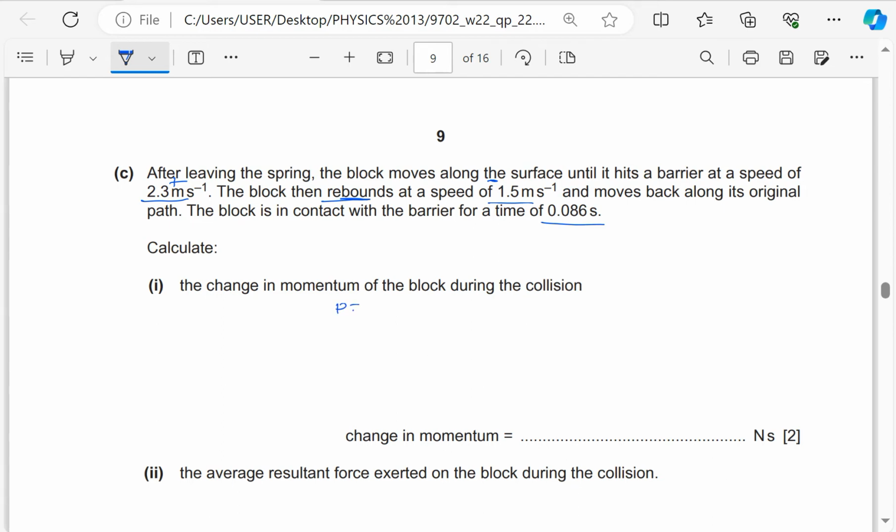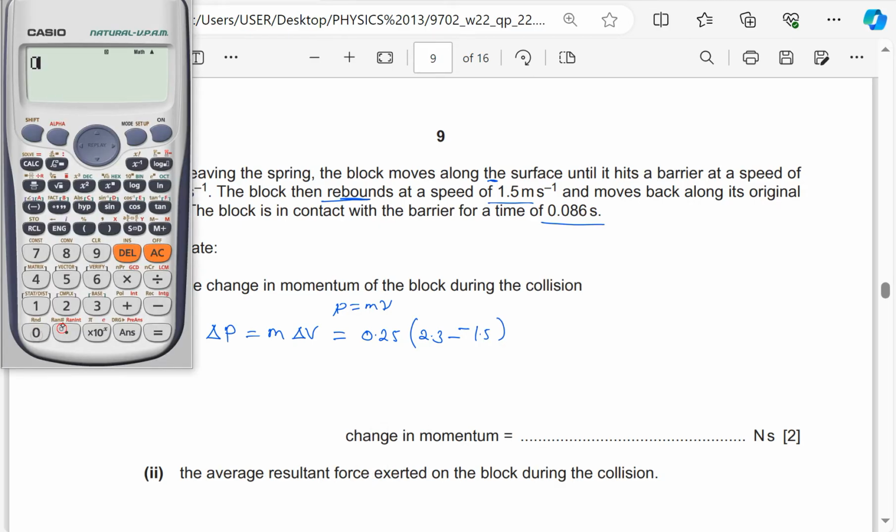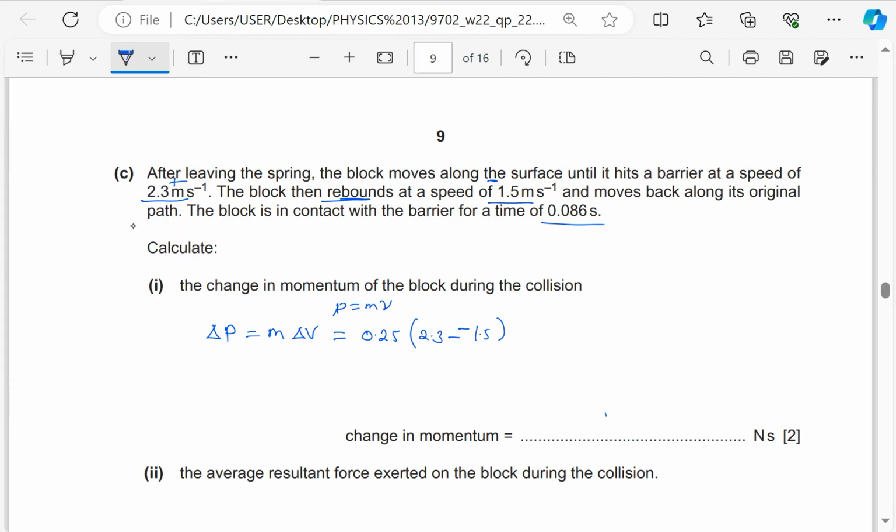So remember, momentum is mass times velocity. So we want to find a change in momentum, which is going to be the mass times the change in velocity. The mass of the block was 0.25 kilograms. The velocity changes from 2.3 to negative 1.5 because there is a change in direction. So that becomes a plus. So I have 0.25 times 2.3 plus 1.5. So this is giving me 0.95.